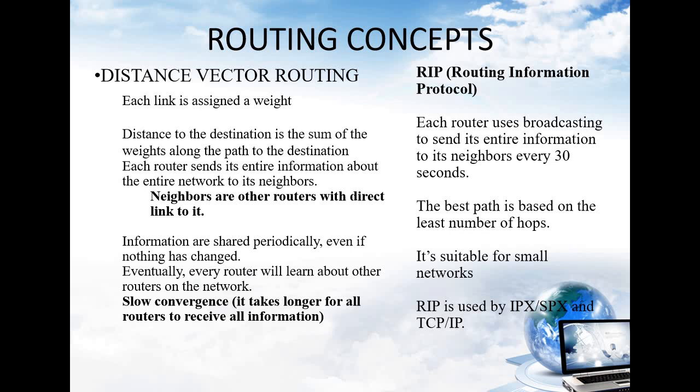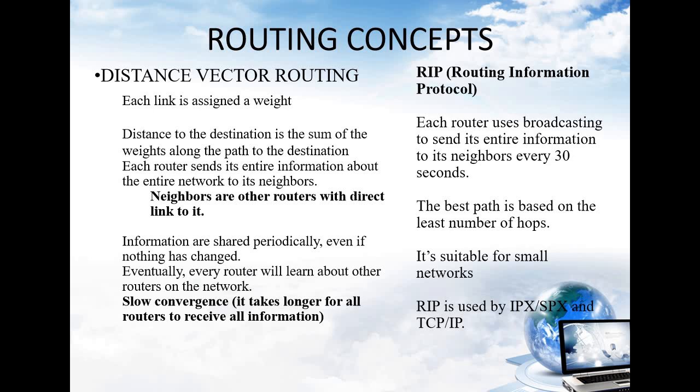In routing concepts, the first one we are going to see is distance vector routing. Here we use the Routing Information Protocol. Each router uses broadcasting to send its entire information to its neighbors every 30 seconds. We have three rules here. The first is that each link is assigned a weight. Distance to the destination is the sum of the weights along the path to the destination. Each router sends its entire information about the entire network to its neighbors. Neighbors are other routers with a direct link to it.